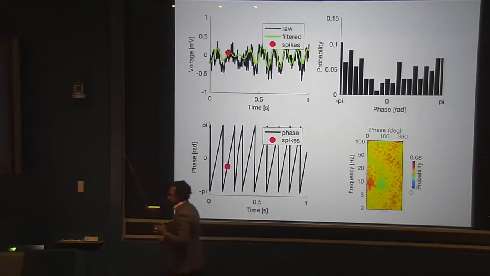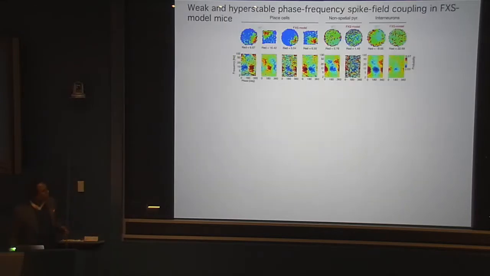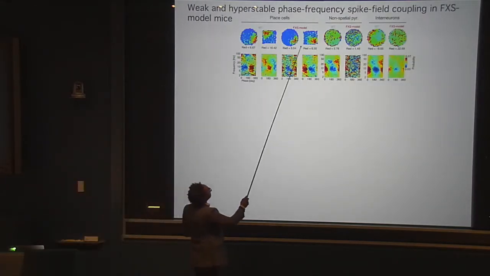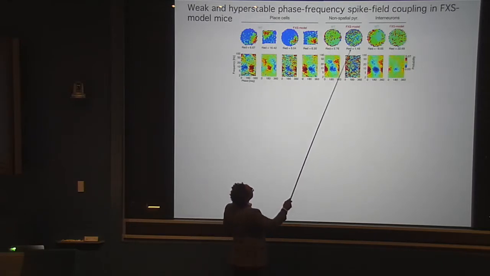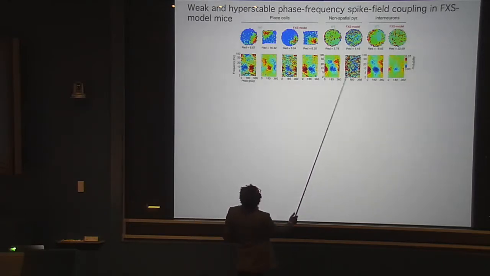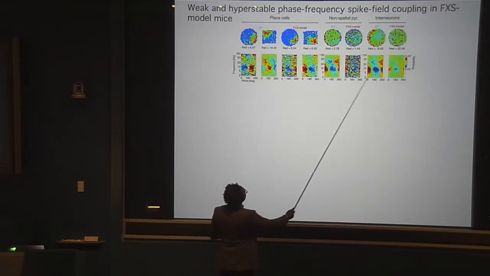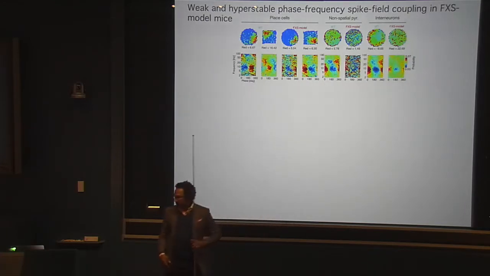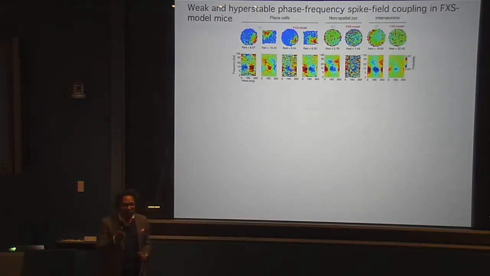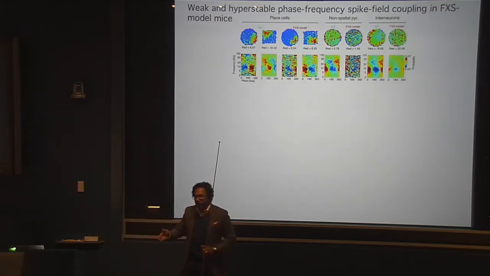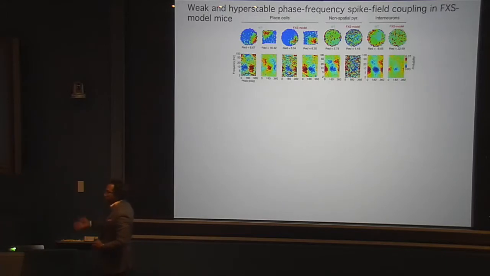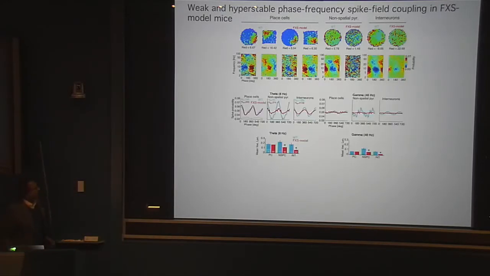And if you look at this, you can see that these are place cells in the two types of mice, as well as non-spatial pyramidal cells and interneurons. They all make these phase frequency maps where the cells have a particular preferred timing of when they like to fire relative to the ongoing synaptic population activity. And we're going to use that.